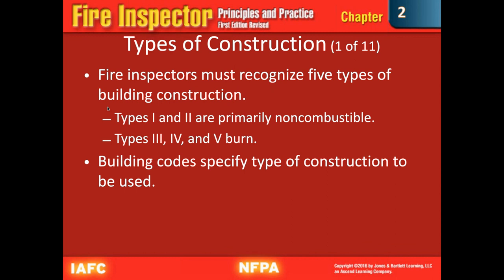Building codes specify the type of construction to be used. So it's based on the height, area, occupancy classification, which we'll talk about in the next chapter, and the location of the building. Detailed requirements are given in NFPA 220, which is a standard on types of building construction.